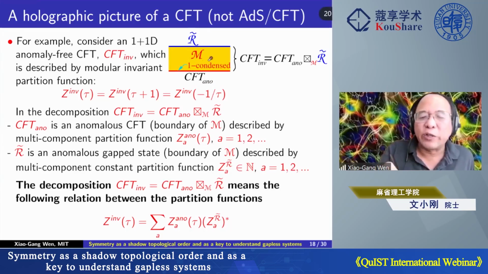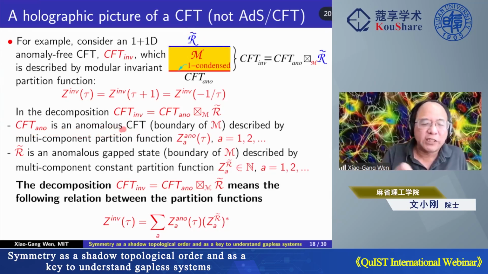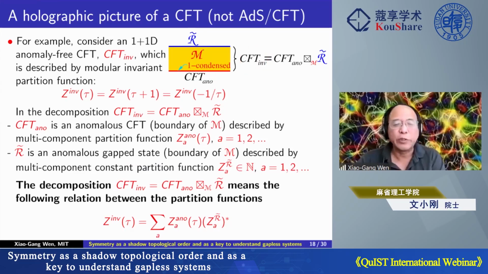We mean that there is some topological order as a bulk. Then there's a gapless boundary, and the gapless boundary is an anomalous CFT. And there's another gapped boundary we call the R tube, which is also an anomalous gapped state. So two anomalous gapped states are stacked with the anomalous gapless state through this bulk to produce our modular invariant partition function and produce our anomaly-free CFT.